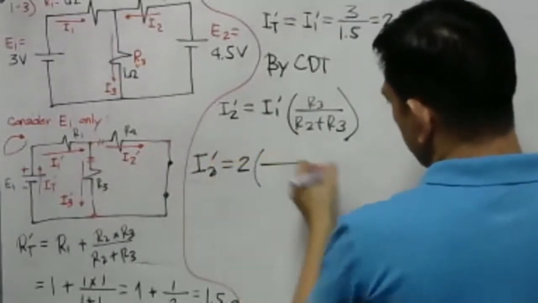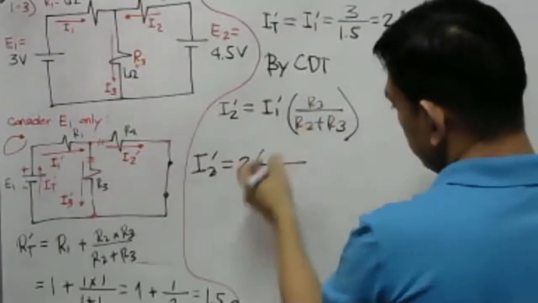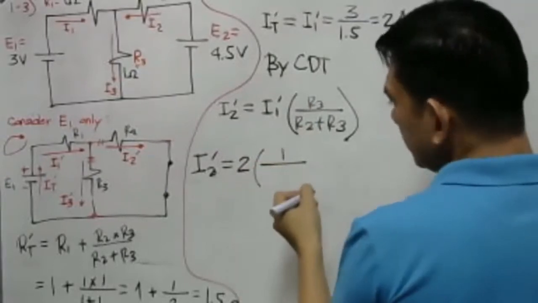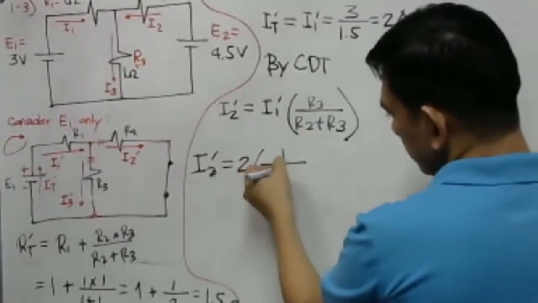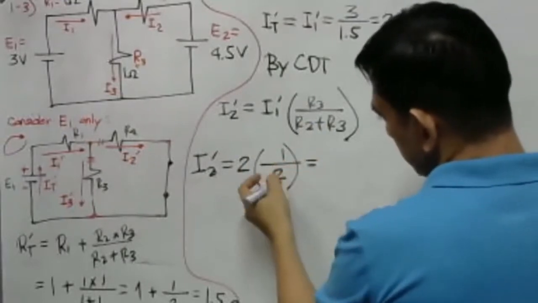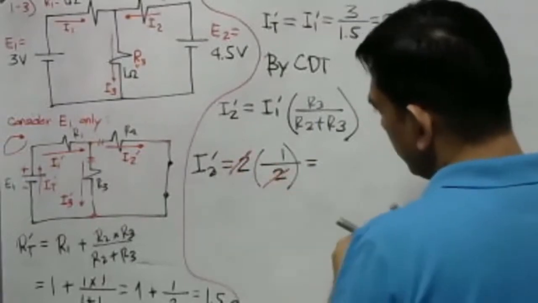Then multiplied by, what is our R sub 3? R sub 3 is simply 1 ohm. R2 plus R3 is 1 plus 1, so we have here 2. Of course, the 2 will just be cancelled out. So we just have here 1 ampere.